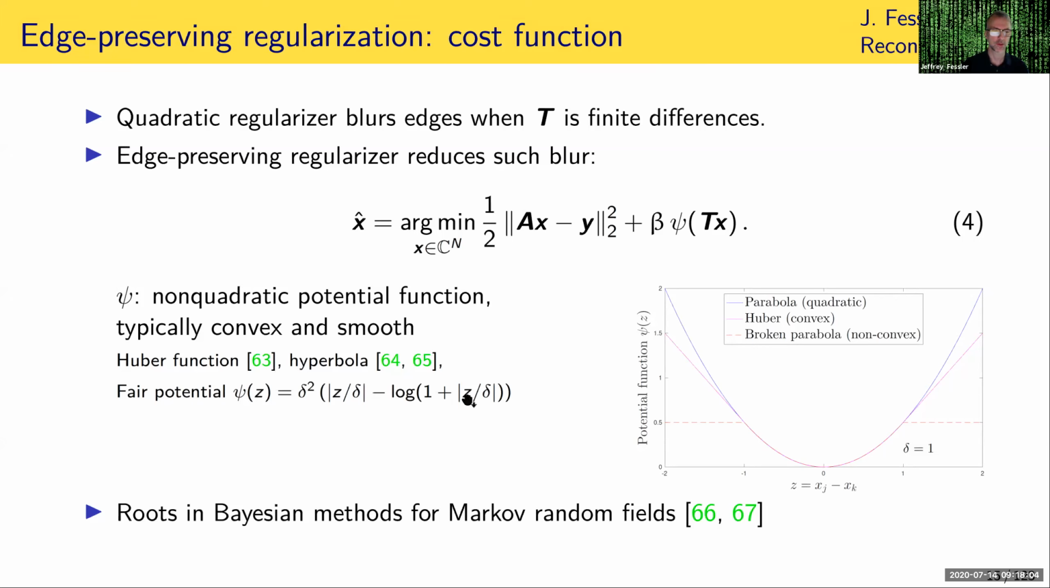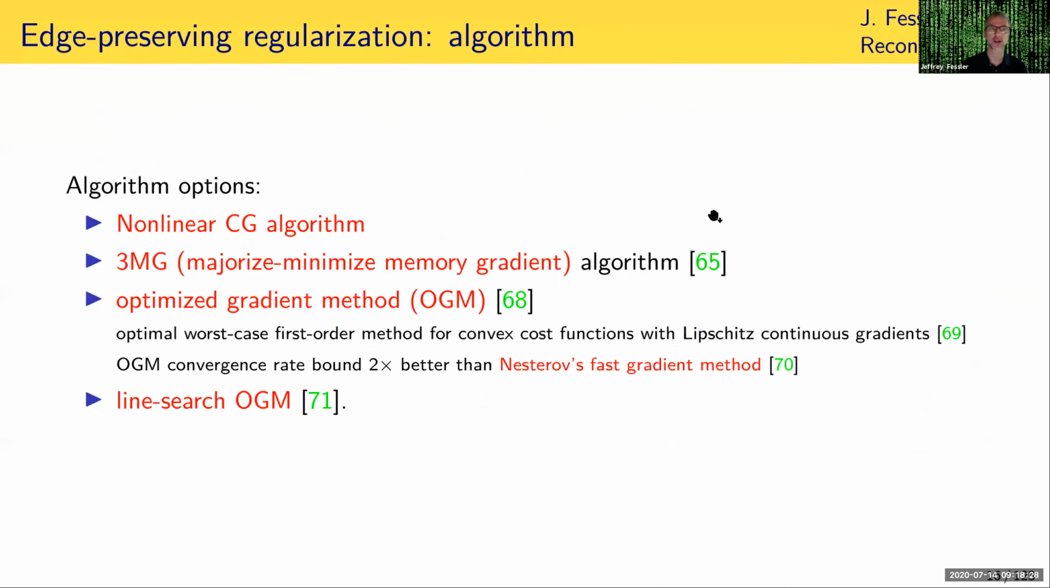One of my personal favorites of this is the fair potential. It has a particularly convenient form when you take its derivative. And these kinds of methods also have their roots in Bayesian methods for Markov random fields, where the potential function language even has its roots as related to energy functions in Markov random fields. This is now a non-quadratic cost function, and so you need a different optimization algorithm for it. There's a variety of algorithms that can be used. The nonlinear conjugate gradient algorithm is particularly effective.